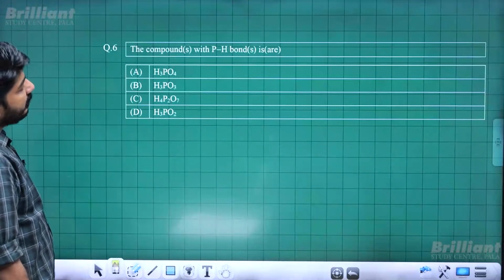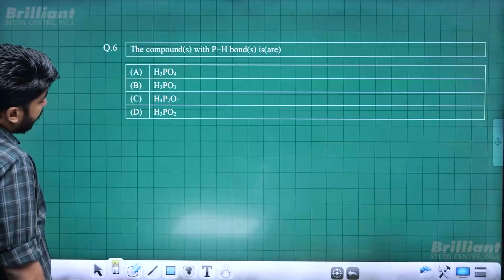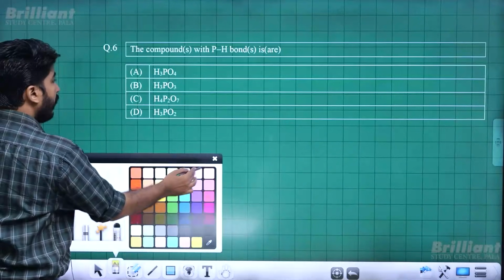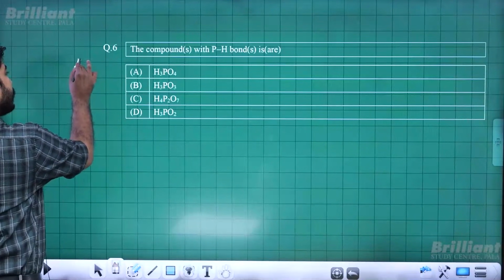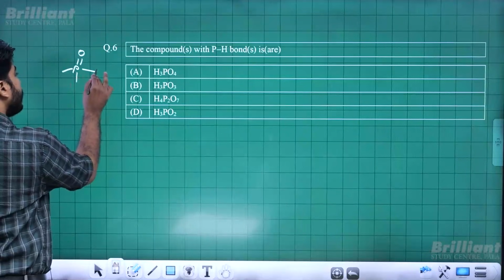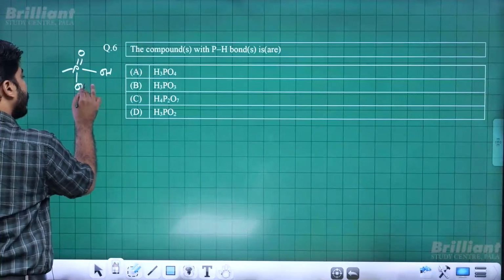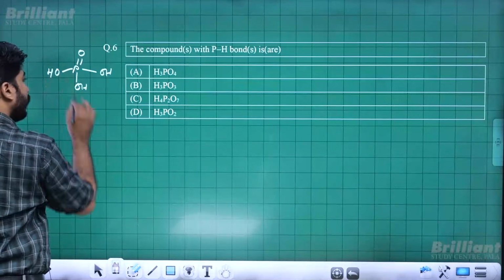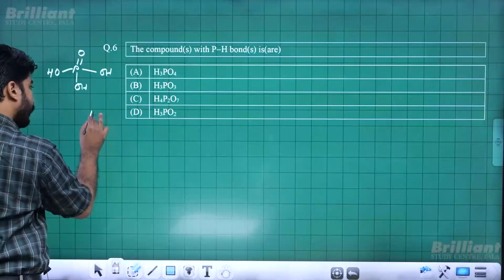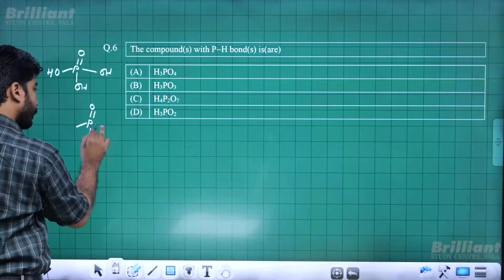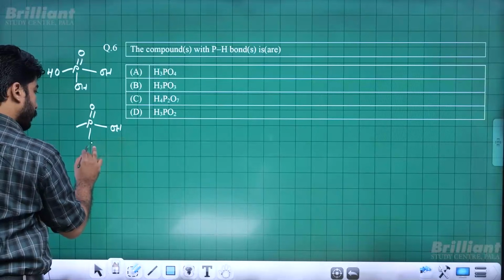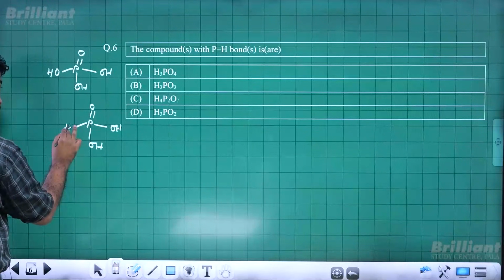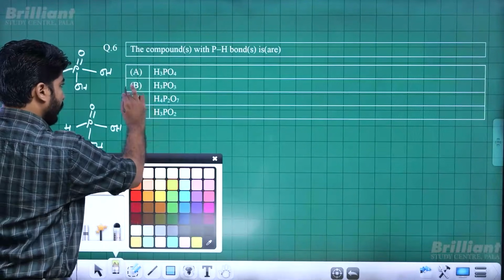The compounds with phosphorus hydrogen bonds. All are oxyacids of phosphorus. First is phosphoric acid. Phosphoric acid has that particular structure in which no P-H bonds are present, and H3PO3, phosphorous acid, has this structure in which one P-H bond is present.